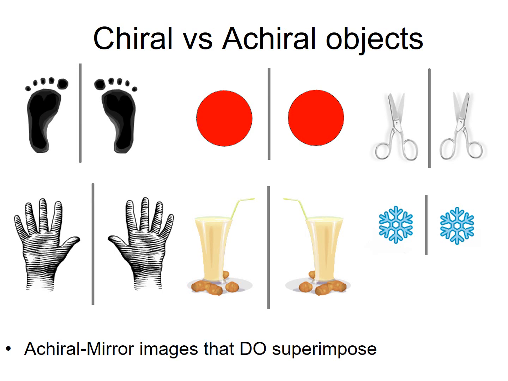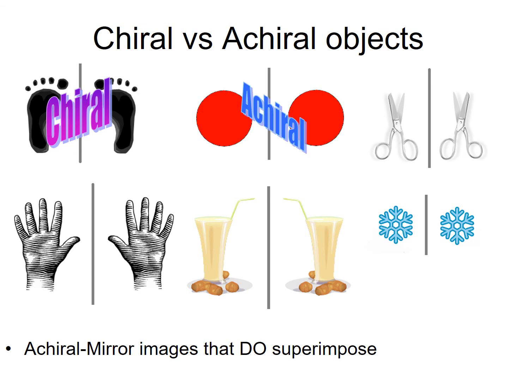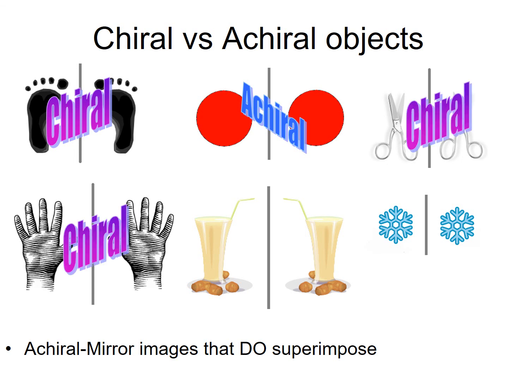How about a red circle? It's achiral. A red circle, the mirror image is another red circle, but the red circle on the right could sit right on top of the red circle on the left and superimpose. So it's achiral. Scissors actually have right and left-handedness, so they are chiral. Hands, of course, have right and left-handedness, so they're chiral.